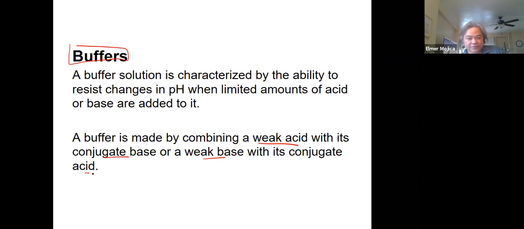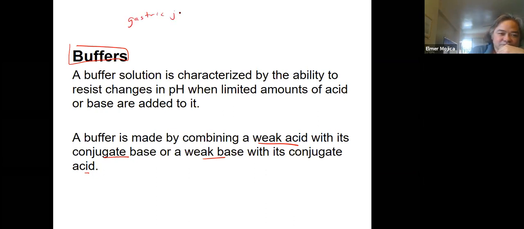So what's the buffer system that you know? In our body, what do you call the buffer system? Why is it our stomach, which is made up of gastric juices? So what is the acid associated with gastric juices? Anyone?